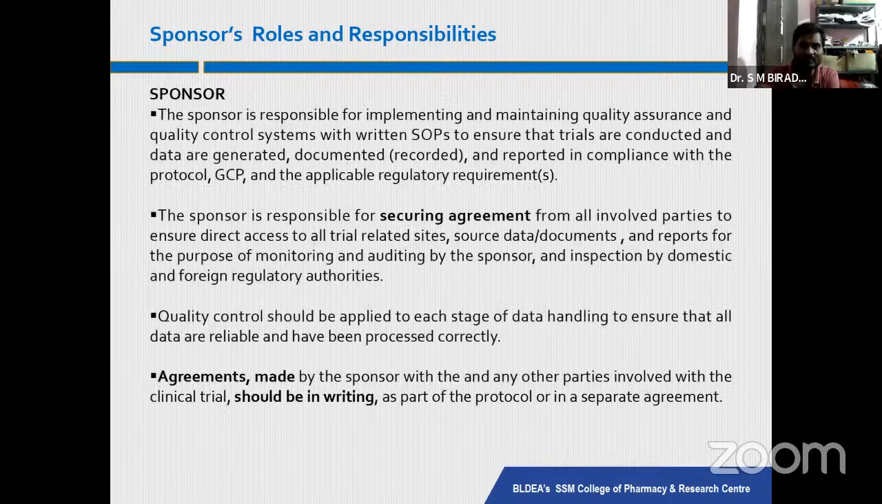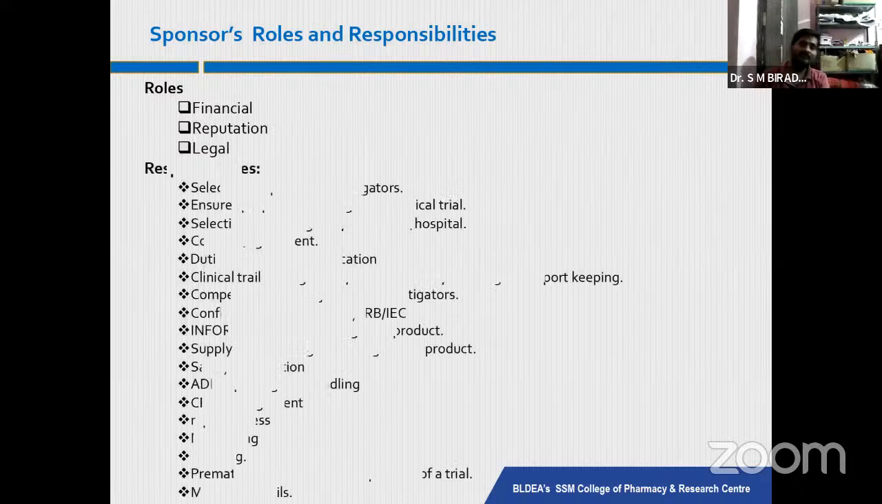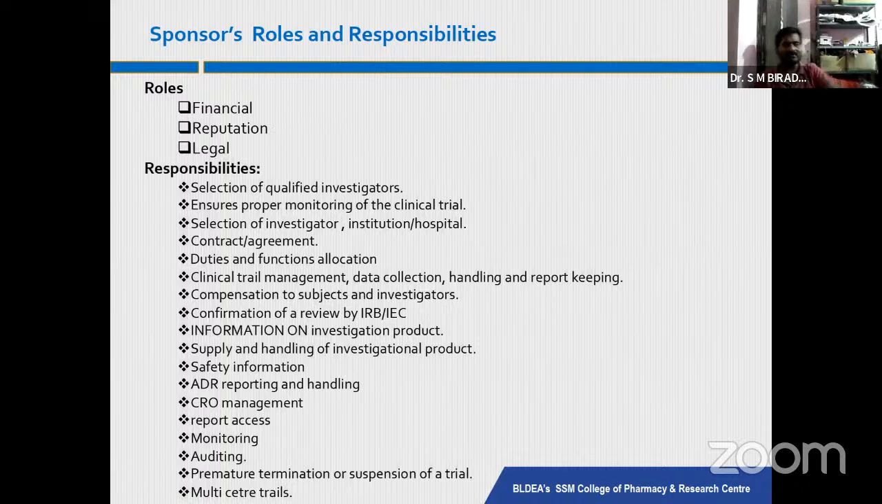Who is the sponsor? I have already told. So I'll come directly to the responsibility of the sponsor. The sponsor's first basic role, as we expect, is financial. Then he should maintain his reputation, because as a sponsor he has a share; if the trial succeeds, he will be rewarded with some share. He should also look after all the legal aspects of the clinical trials, and he has the responsibility of selecting the qualified investigator, because he's sponsoring.